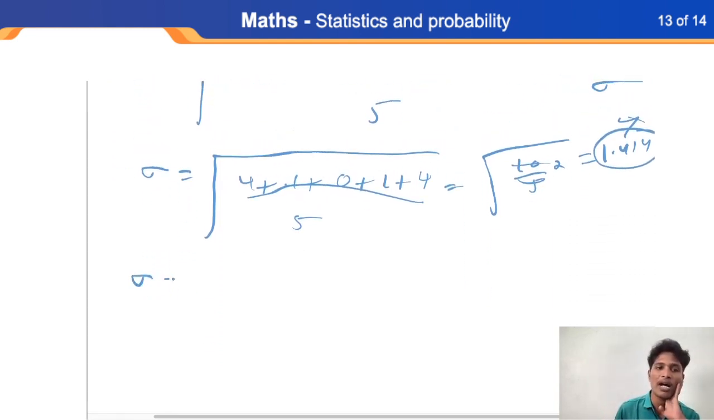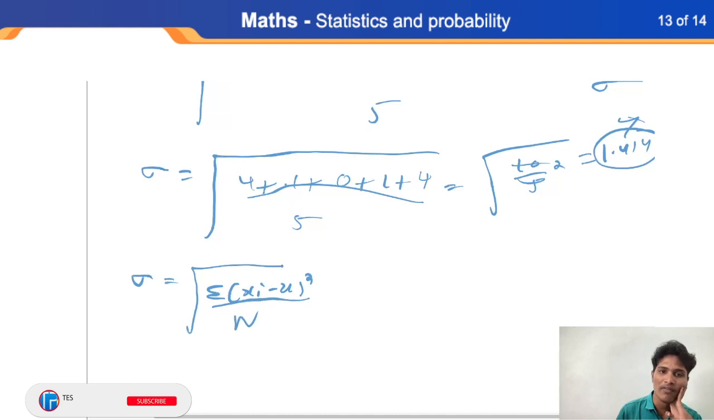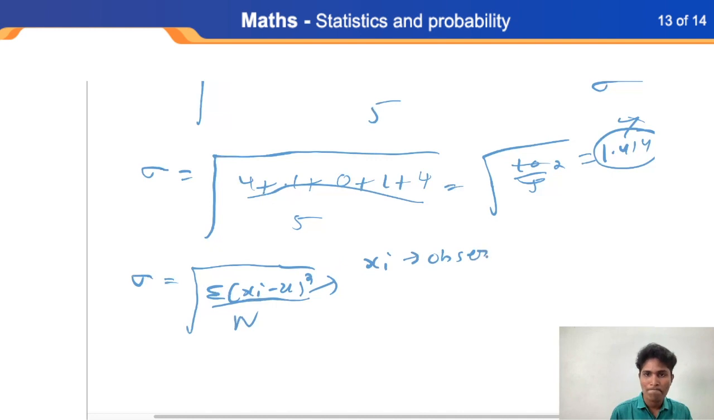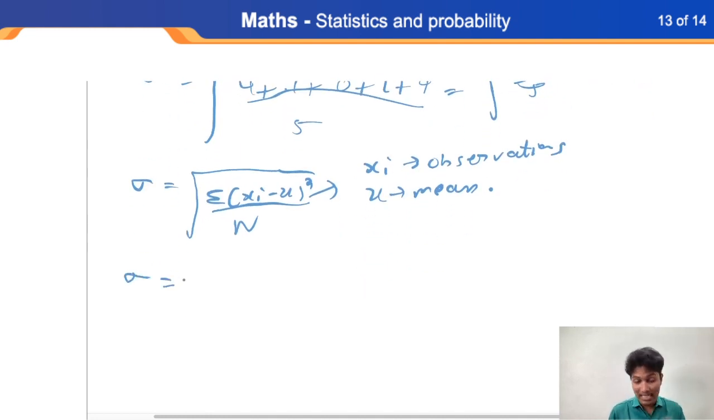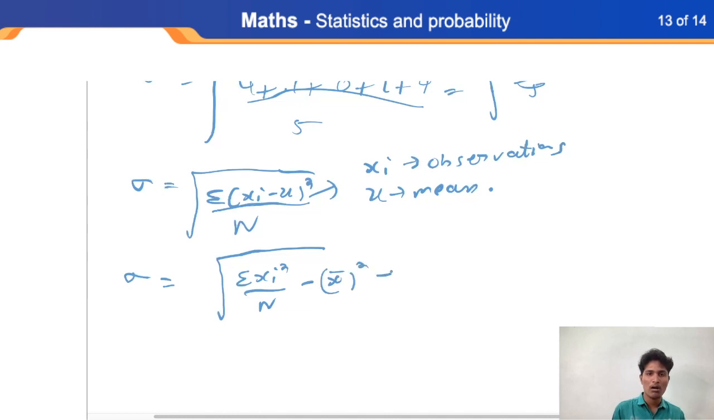That is the formula I mentioned: sigma is equal to the square root of the summation of xi minus nu whole square divided by n. This is the formula for standard deviation calculation. But you have to understand that xi are the observations and nu is the mean. If I simplify this, I get another very important simplified formula: root of sigma xi square divided by n minus x bar whole square, or you can think of it as root of sigma xi square divided by n minus nu square.